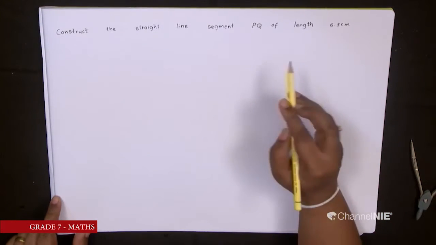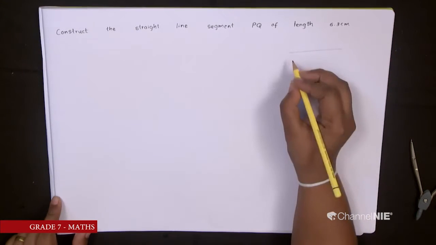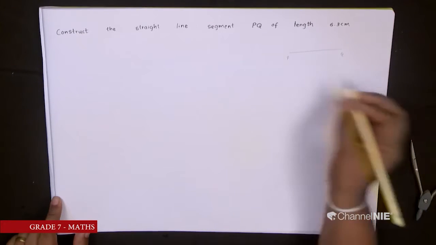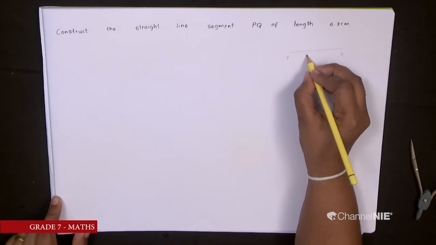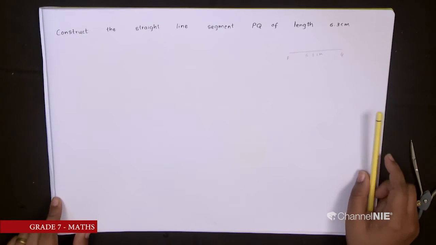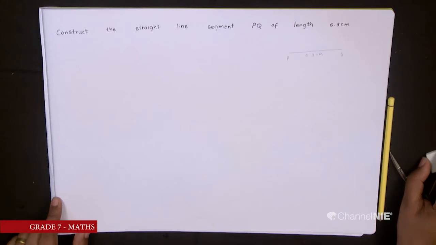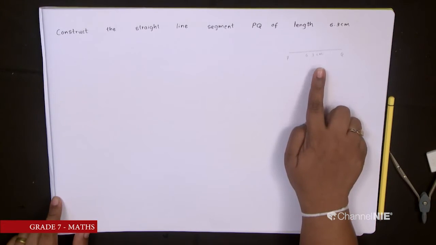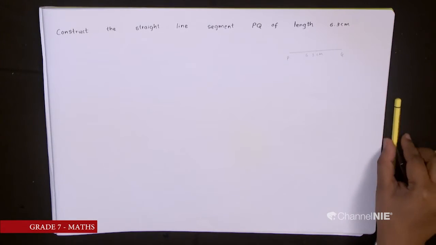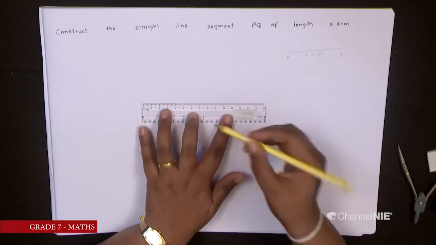Okay. Now, we need to construct a straight line segment. The name of the straight line segment should be PQ. The length should be 6.3 centimeters. Right. Now, here I have mentioned the rough sketch. According to the rough sketch, we can plan our construction. So, once again, I am going to draw a straight line segment.